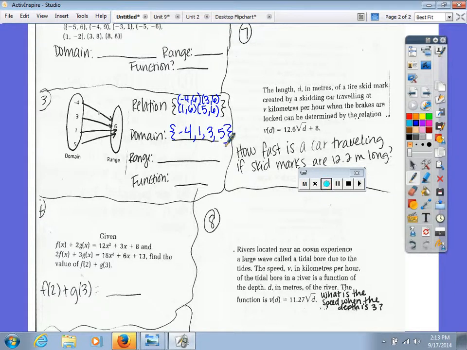Range would be what? Only the number 6. And even though it's repeated 4 different times, do I need to write it 4 times? No, I can just write it how many? 1. So just put 6. And is this a function, yes or no? Yes, it is a function because why again? The x coordinates don't repeat. Does it matter that my 6 repeated? No, that's not what makes it a function.